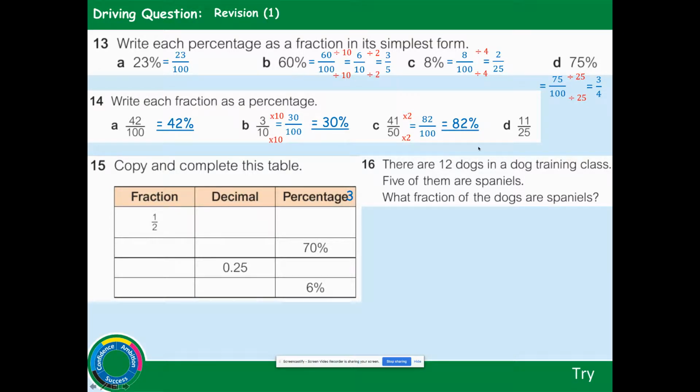25 on the bottom here, so I need to multiply that by 4 to get 100, so I multiply the top by 4. Which would be 44 over 100, which is 44%.